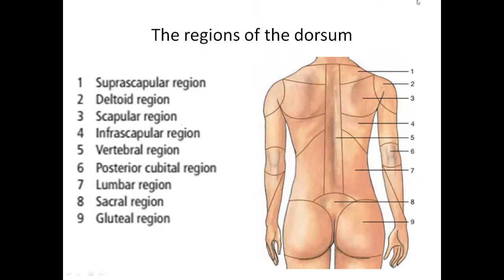What you see are the regions of the dorsum. You see the suprascapular region, regio suprascapularis, regio deltoidea, regio scapularis, regio infrascapularis, regio vertebralis, regio cubitalis posterior, regio lumbalis, this is Latin, regio lumbalis, this is regio sacralis, this is regio glutealis.